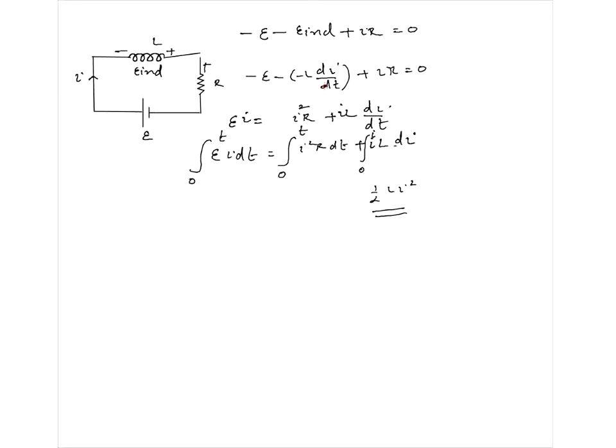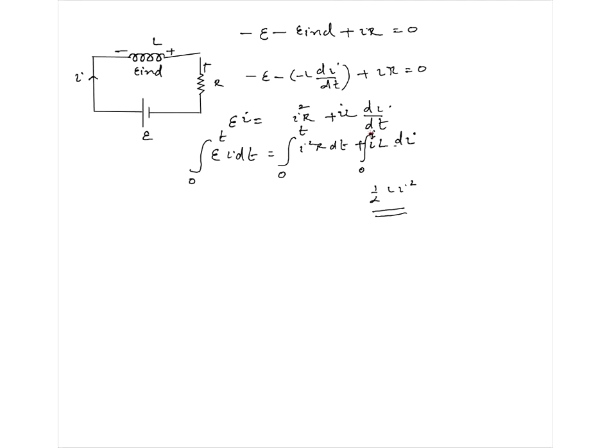And then we multiply by I. Intentionally we do that. And we get EI equal to I square R, then Li di by dt. Right?